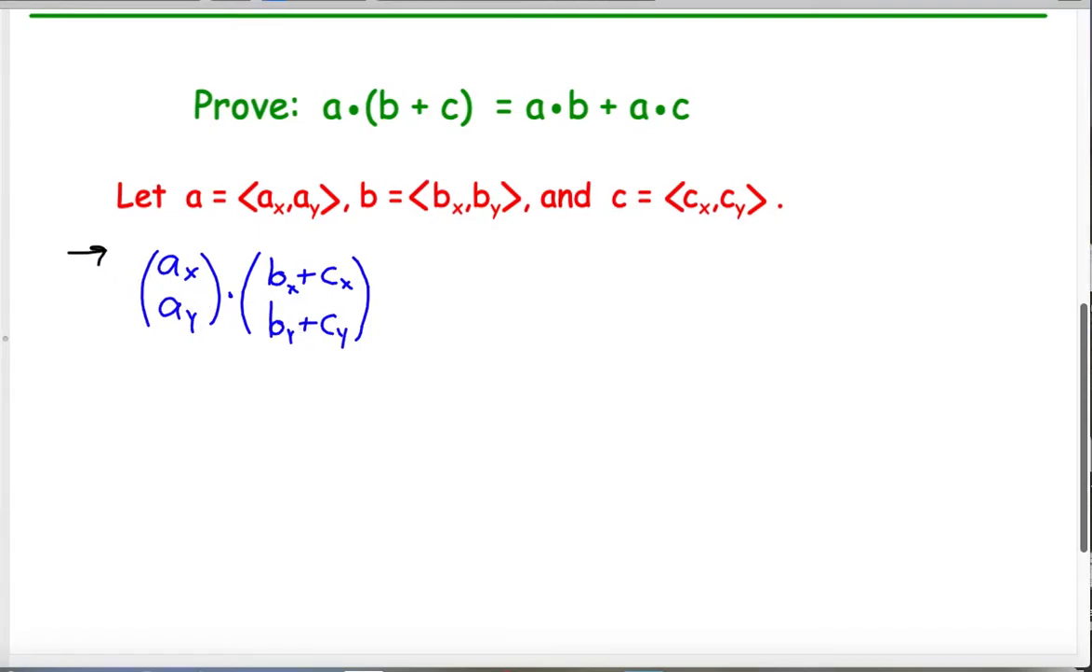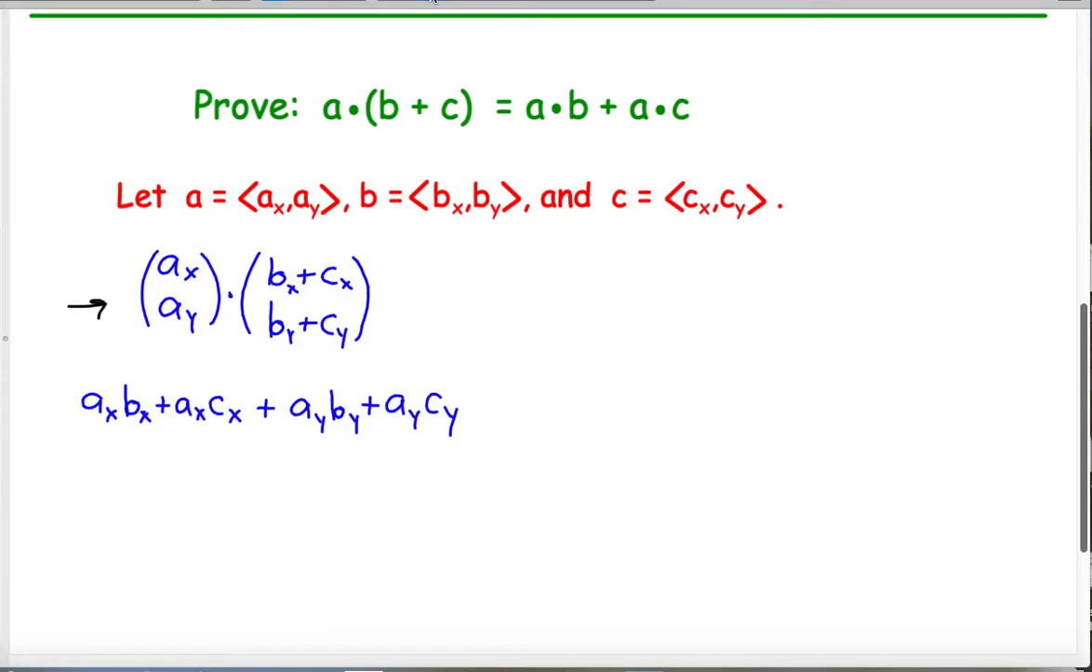So I'm going to get a sub x times b sub x plus a sub x times c sub x, and then plus, now I'm going to go ahead and multiply the y components, so I'm going to get a sub y b sub y plus a sub y c sub y. And that's what I've got. Now I can rearrange these and maybe factor out some stuff, but essentially I'm going to leave that where it's at now, and let's work the other side.